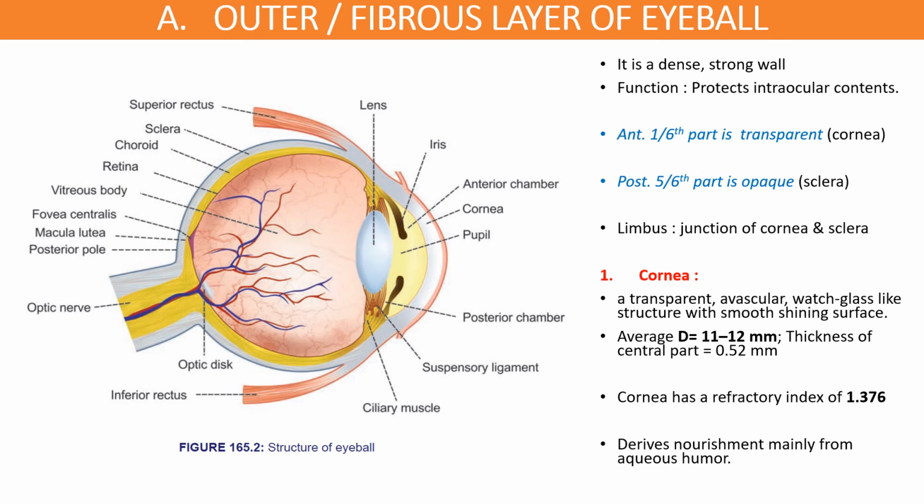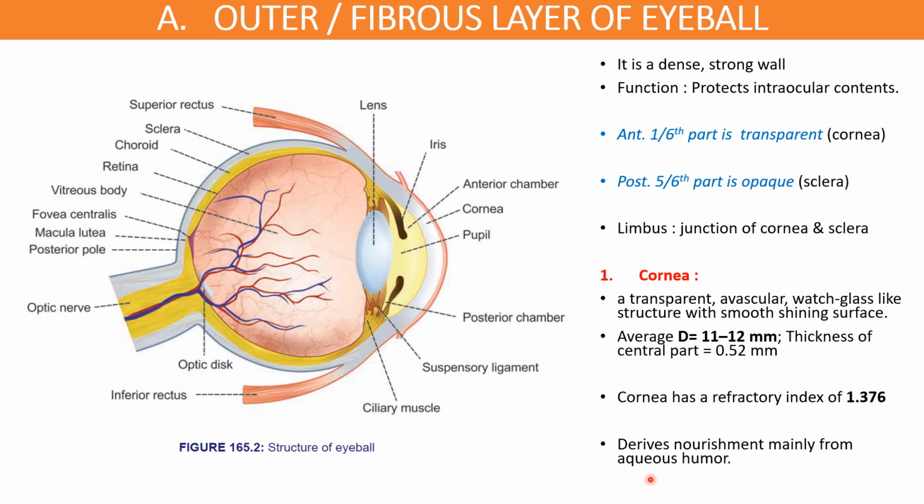Let us see the structure of the outer fibrous layer of the eyeball. The fibrous coat is a dense, strong wall which protects the intraocular contents. The anterior one-sixth of this coat is transparent and is called the cornea, whereas the posterior five-sixths of this coat is opaque and is called the sclera. The junction between the cornea and the sclera is called the limbus. See here, this part is the cornea anteriorly, which continues posteriorly as the sclera, which is the opaque part.